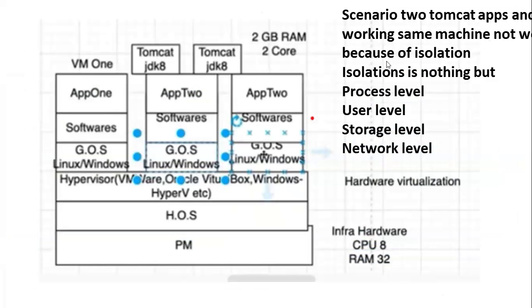In the same machine it is not working because of the isolation process, guys. What is this isolation process? It is nothing but process level, user level, storage level, and network level. See, if I install different OSs, these are the dev environment, you can take it like that. Another one is the test environment. Here I install Tomcat 9.